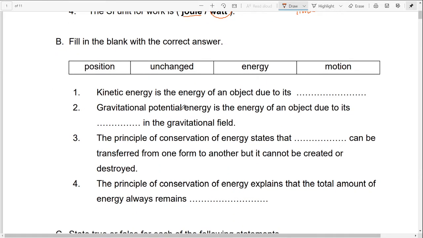So B, fill the blank with the correct answer. So number 1, kinetic energy is the energy of an object due to its motion. So whenever something is in motion, so that object must possess the kinetic energy. 2, gravitational potential energy, energy of an object due to its position.